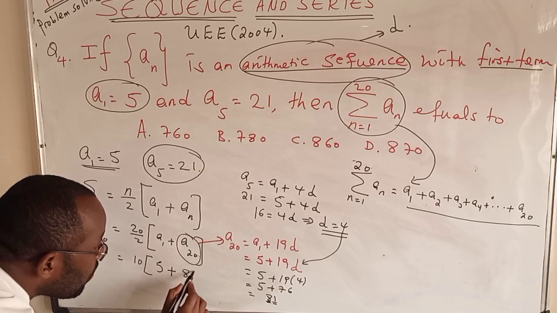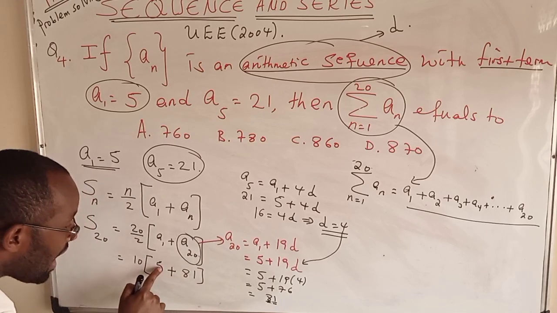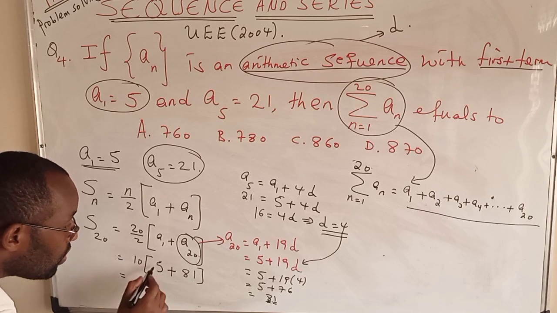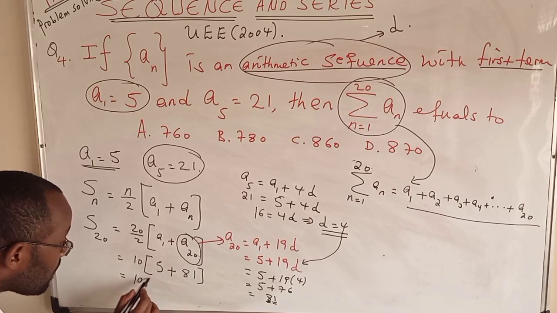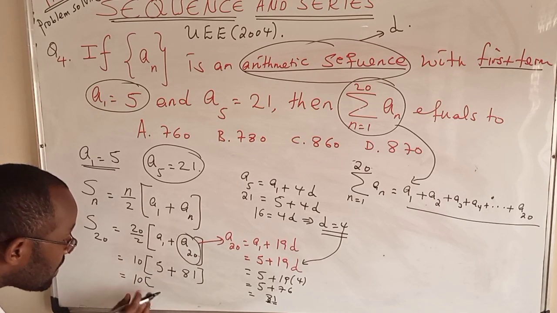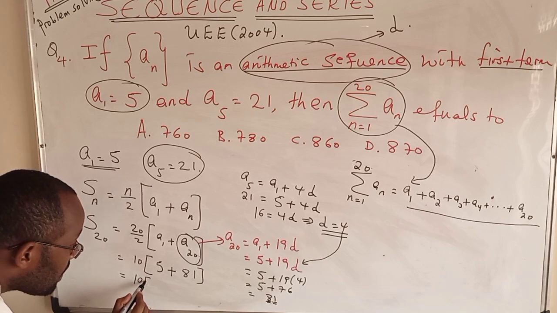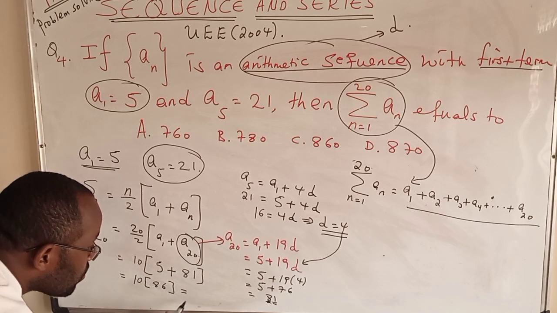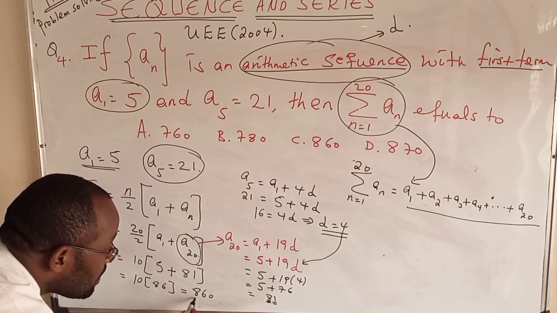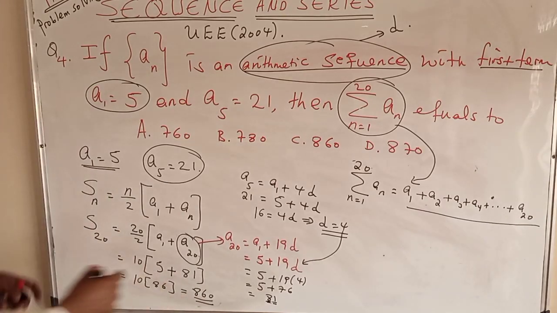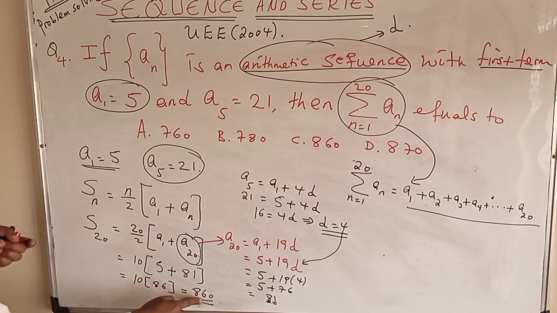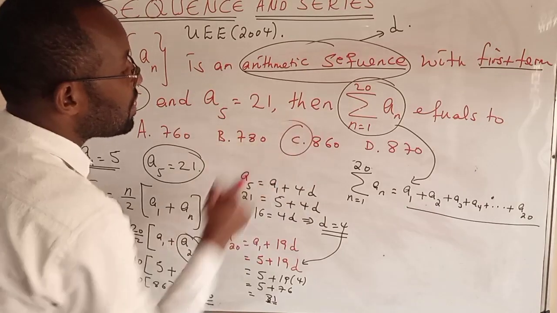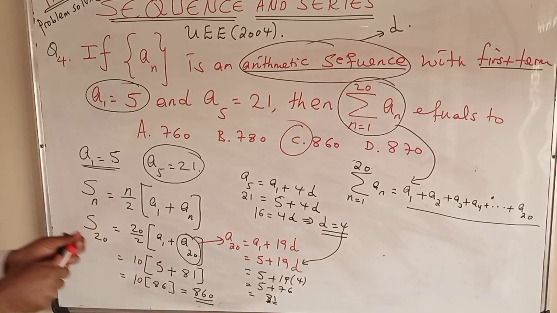Now add these two and multiply by 10. So this is equal to 10 times 5 plus 81, which is 86. So 86 times 10 will be equal to 860. So this is our final answer. So choice C is the correct answer.